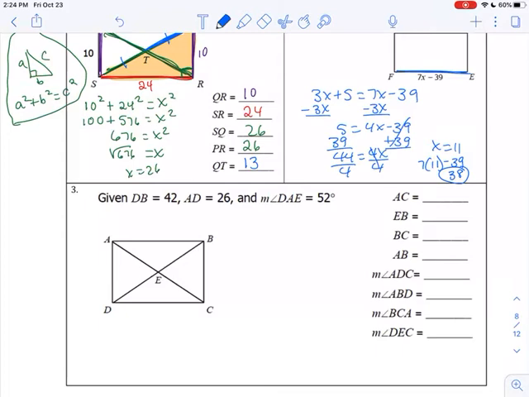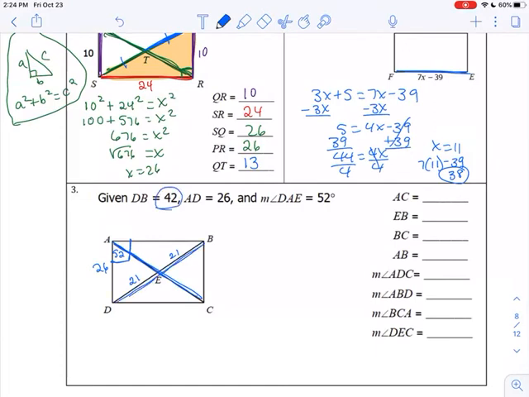Right? And then the last one down here. So let's label everything that I know. I know that DB is 42. The whole diagonal is 42. It's kind of hard to write 42, so I'm actually going to write 21 and 21. AD is 26. DAE is 52. All right, so they gave me part of an angle, DAE. They didn't give me the whole thing. Remember, these are right angles right here. So they gave me just that bottom part.